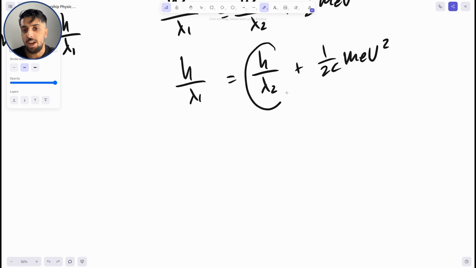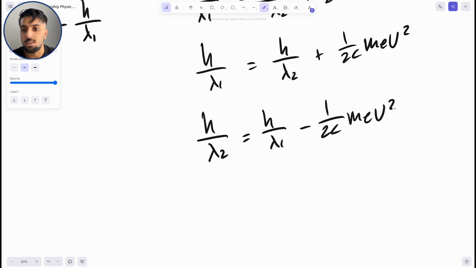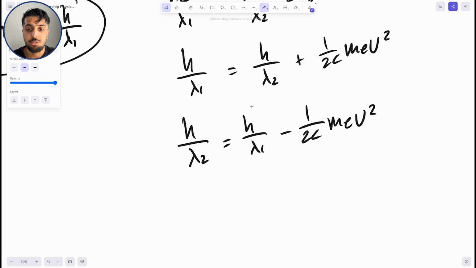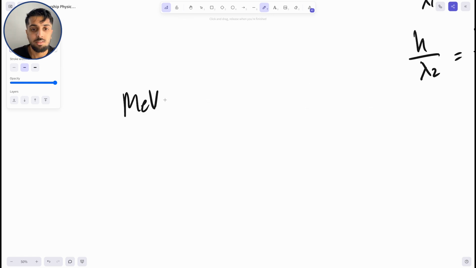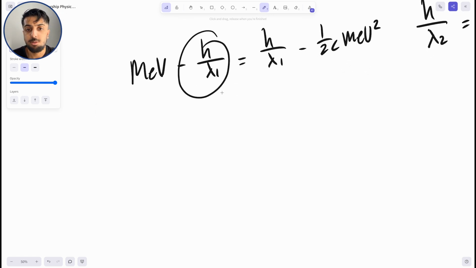And now rearranging for h over lambda 2, h over lambda 2 is equal to h over lambda 1 minus 1 over 2c m_e v squared. So now that this equation here is equal to h over lambda 2, and so is this equation, we can make them equal to each other, like so. And we can gather our like terms by moving this onto this side right here.